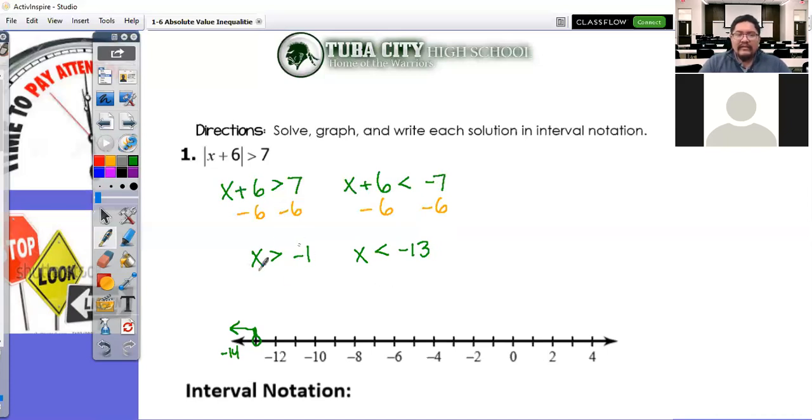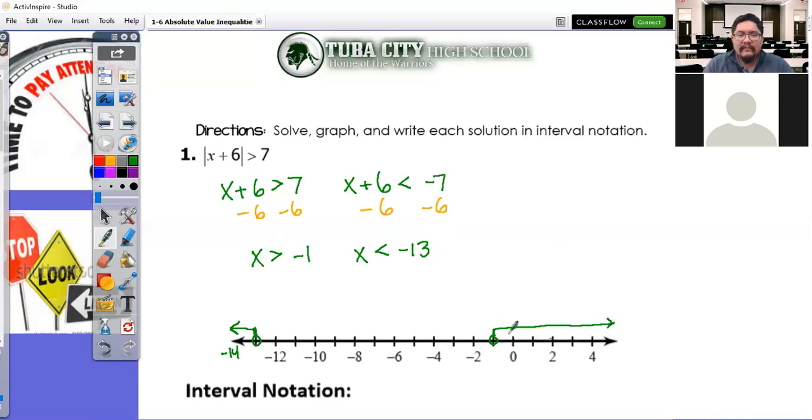All right, now let's go ahead and do this one. So x is greater than -1. So I'm gonna mark out -1. Don't forget to use the right kind of circle. Remember, we have an open circle, which is used for numbers that are not included. And I need numbers greater than -1, which means that I'm gonna have to go to the right.